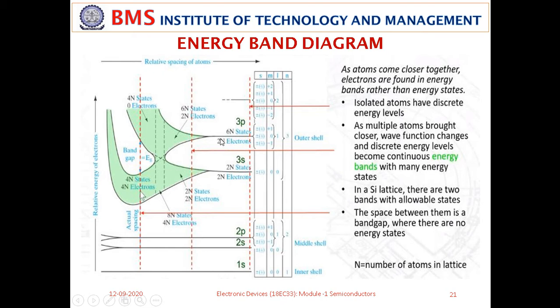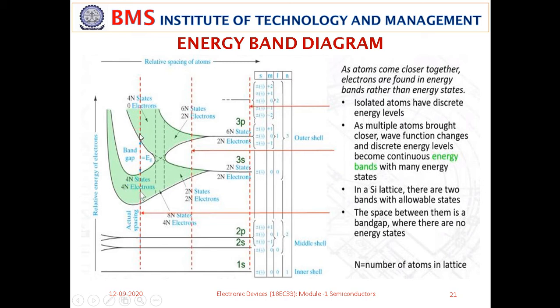Splitting of energy levels into bands has taken place here, because when you group multiple atoms together, you are seeing 4n states and 4n electrons. So these 2n electrons and 2n electrons have been combined together and form 4n electrons. This is called hybridization, and you have 4n states left in the valence band and the 4n electrons exist. That means the valence band is completely filled. There is no empty state here in the valence band.